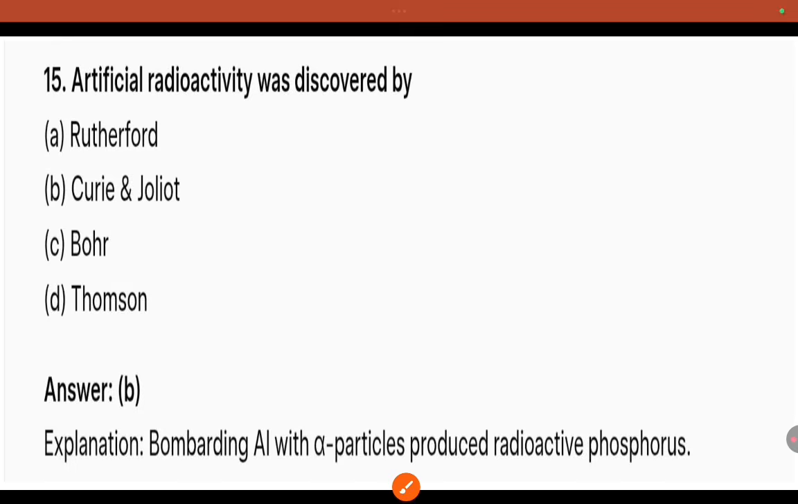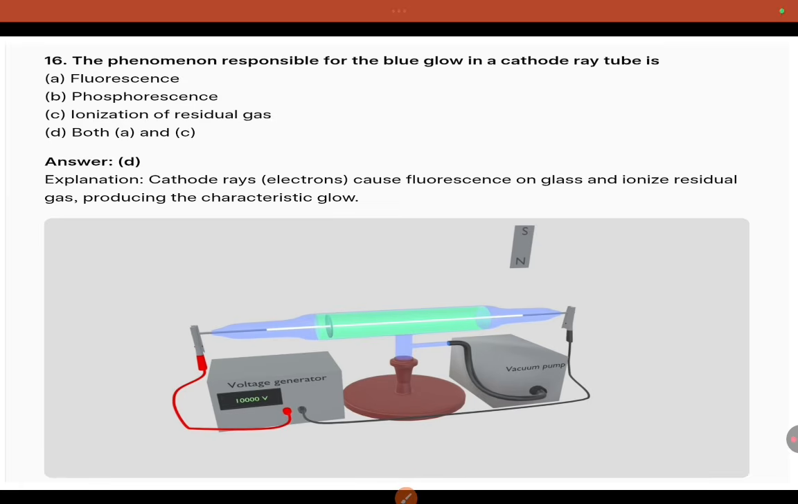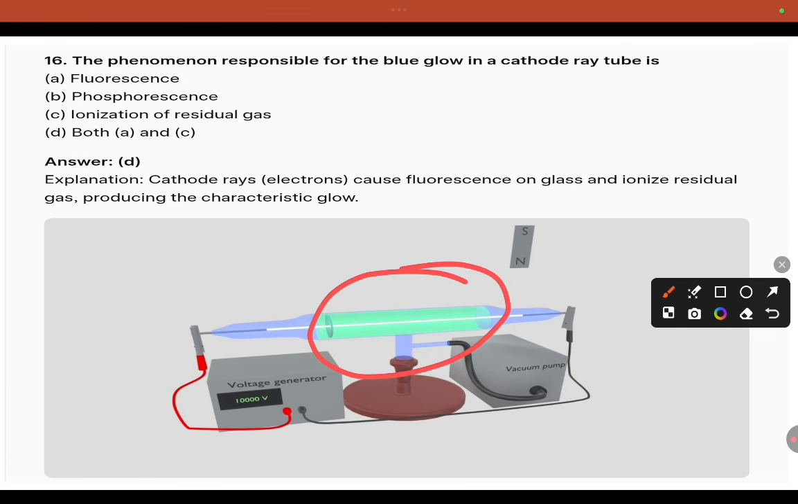Coming to the 16th one, the phenomenon responsible for the blue glow in a cathode ray tube. That is about fluorescence and ionized gas. The blue glow comes because of the effect of fluorescence and ionized gas. Cathode rays cause fluorescence on glass, and the ionized residual, meaning remaining, gas produces the characteristic glow.